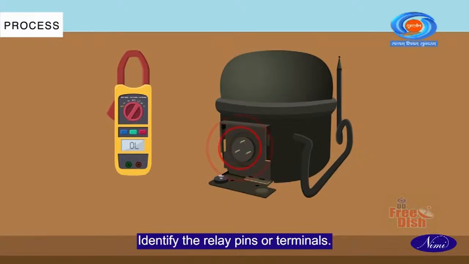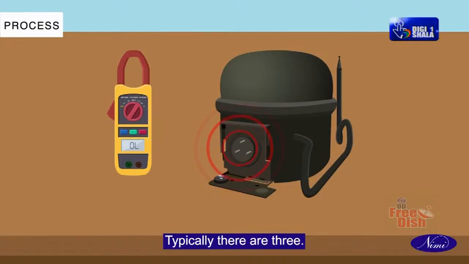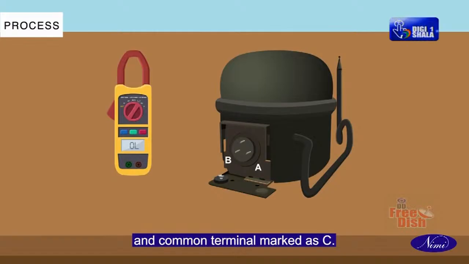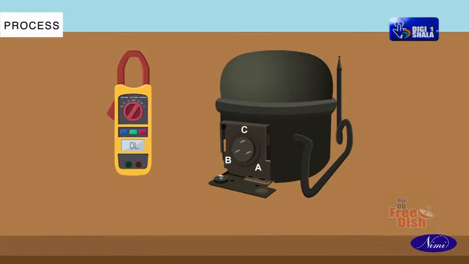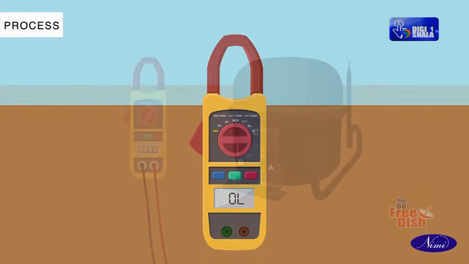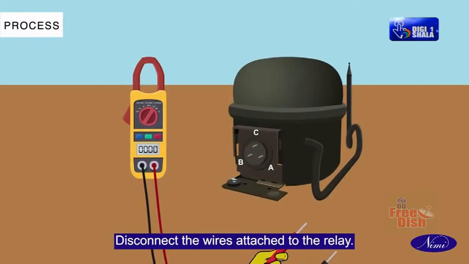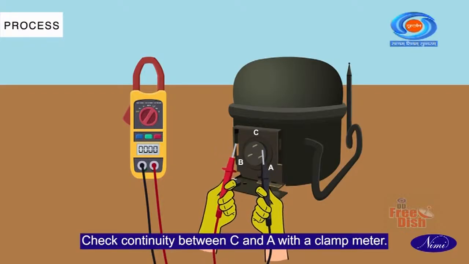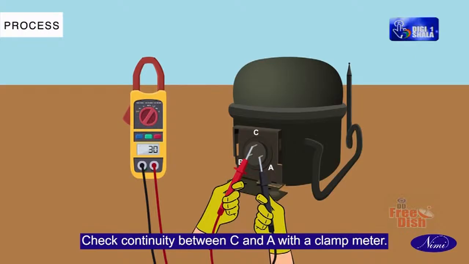Identify the relay pins or terminals. Typically, there are 3. Running terminal marked as A, starting terminal marked as B, and common terminal marked as C. Set your clamp meter to the continuity or resistance setting. Disconnect the wires attached to the relay. Check continuity between C and A with the clamp meter.